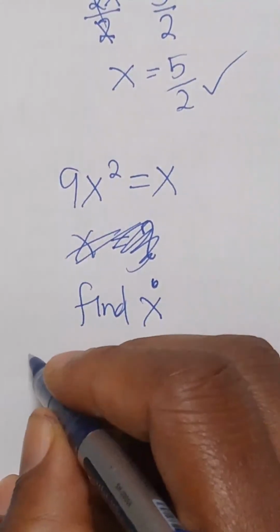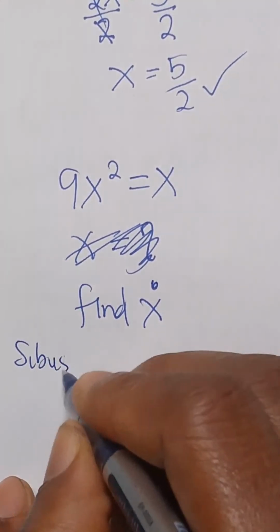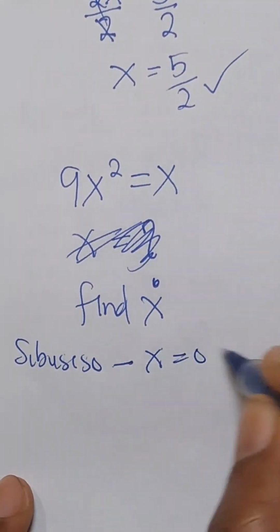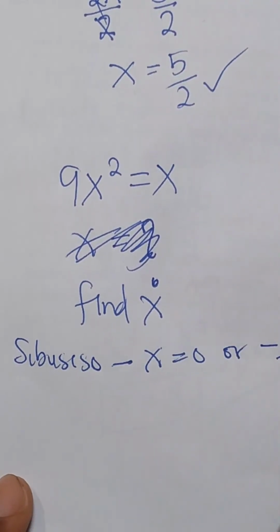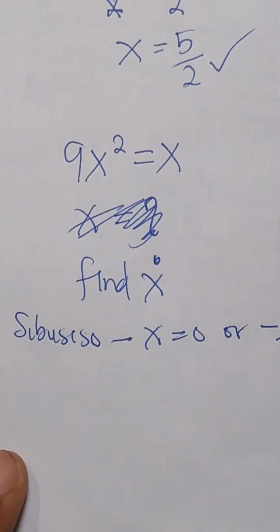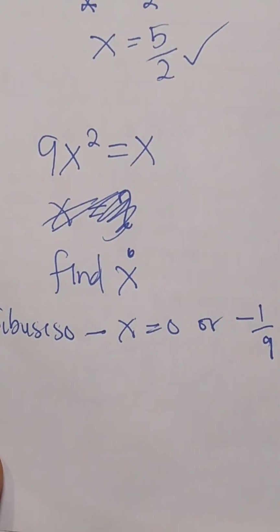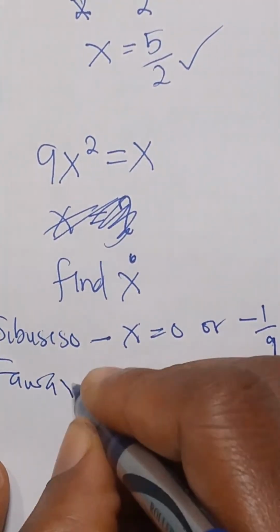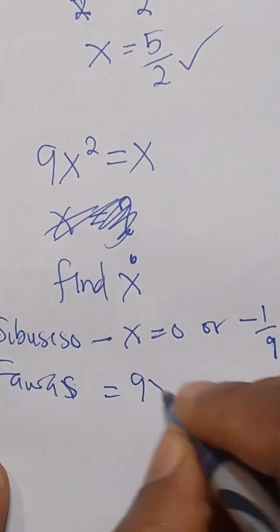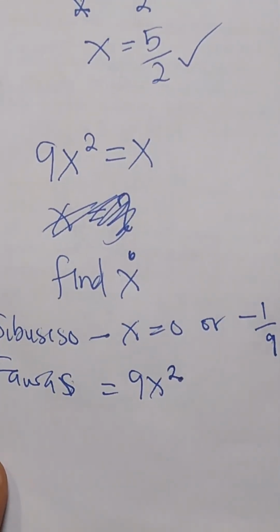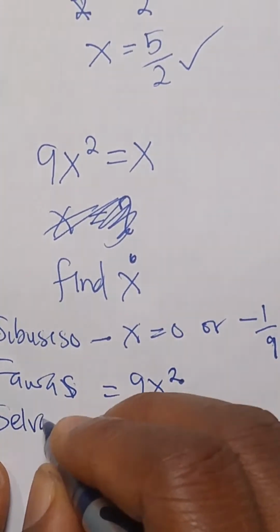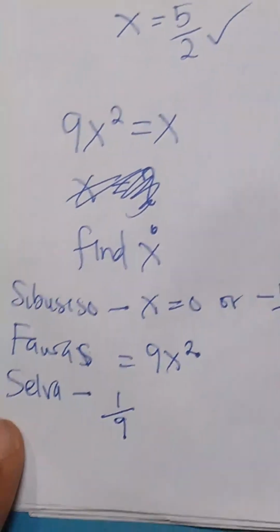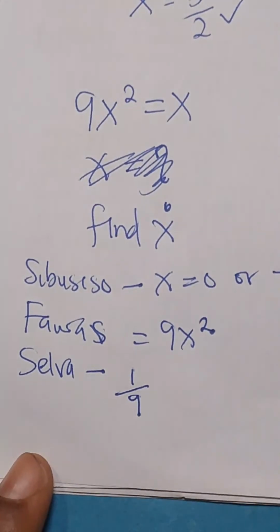Okay. Sibusiso, x is equal to 0 or minus 1 over 9. All right. More answers. Flowers, did you just answer that? x is equal to 9x squared, is that what you said? Okay. Silva said 1 over 9. Okay. More answers, please.